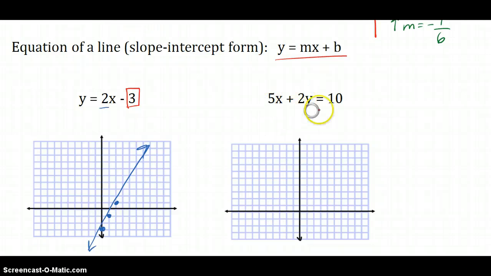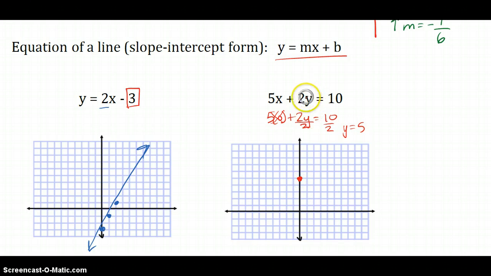If it's not in slope-intercept form, I can get it there. I can solve for y if I like, and then graph it the same way I did here. Or you can plug in 0 for x and y and get your intercepts. If I plug in 0 for x here, I'll write it out, but you wouldn't have to write all this out. And that becomes 0, and then to solve for y, I just divide by 2. So y equals 5. That means I have a dot at 5.